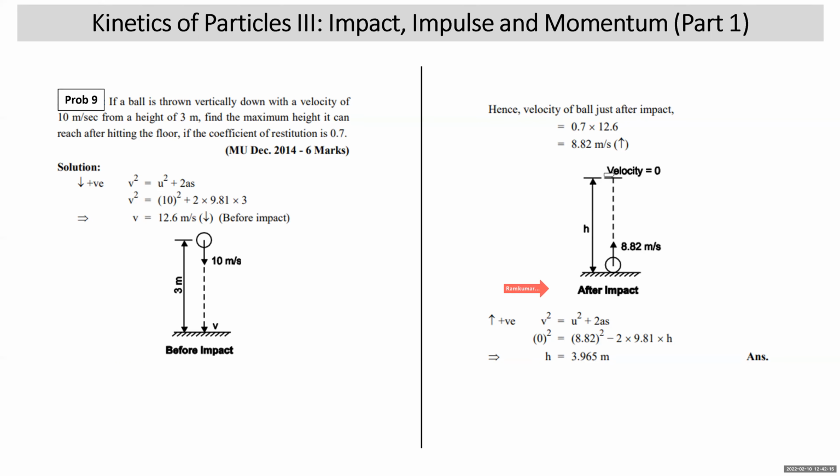Up to what height will it go? Maximum height will be attained by the ball when velocity is 0. Apply v square is equal to u square plus 2as by taking upward positive. v is 0, u is 8.82, acceleration due to gravity is minus, so minus 2gh. h is required. So you get h as 3.965 meters. So that means after impact, with e as 0.7, this ball will go up to the height of 3.965 meter.